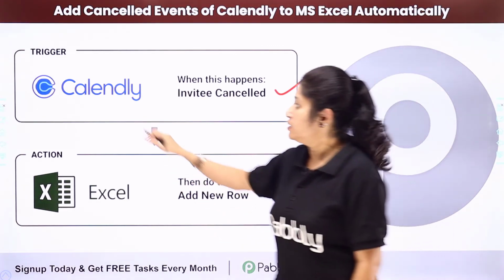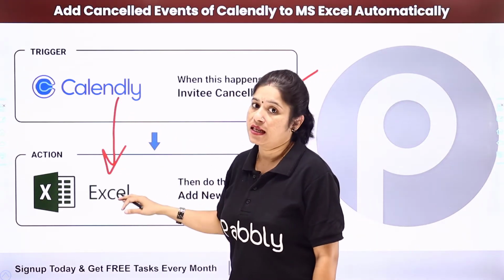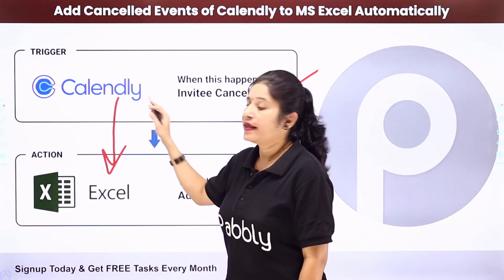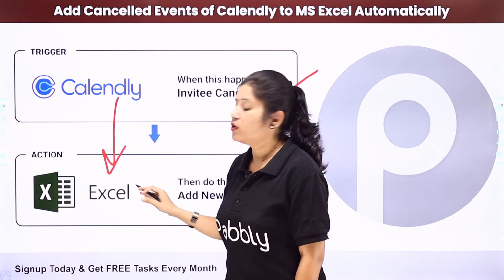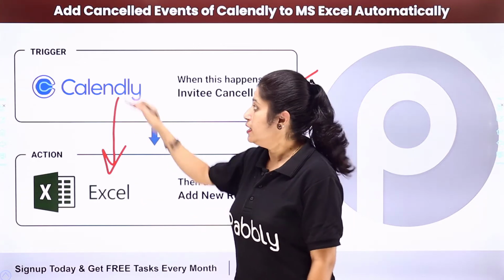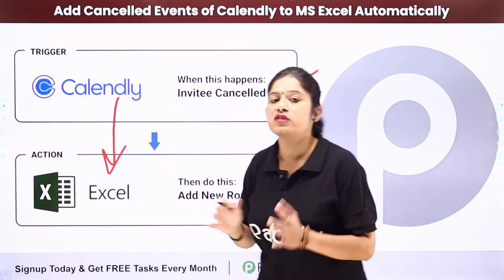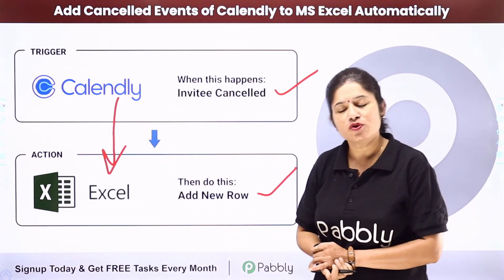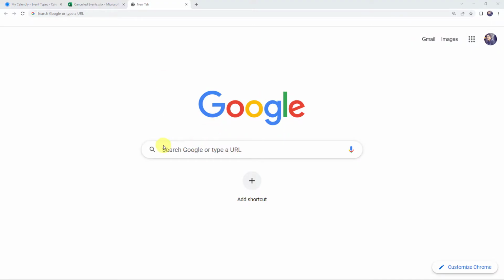For that, you need to integrate your Calendly account with MS Excel. So here your trigger application would be Calendly and your action application would be MS Excel. So how can you integrate both these software applications using Pabbly Connect? For that, you need to come to my screen. So welcome to my screen.